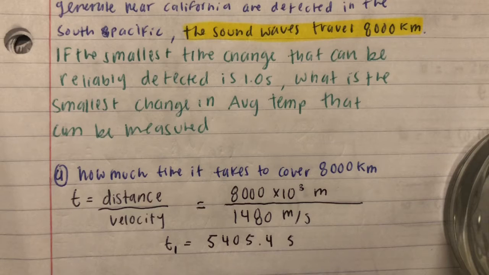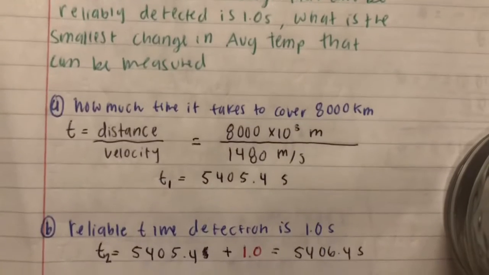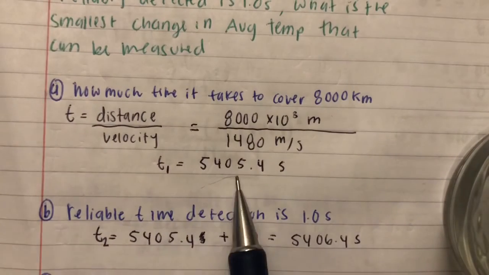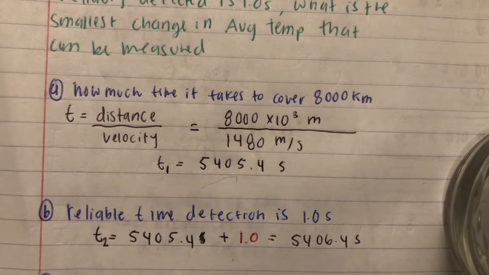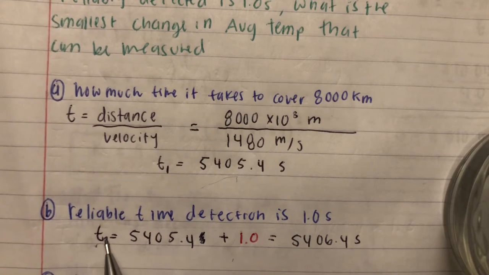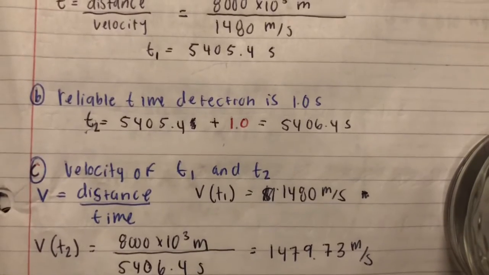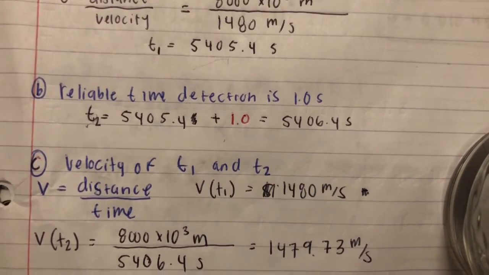So the question states that the smallest time change that can be reliably detected is 1 second. And for that reason, our second time is going to be this time plus 1, because that's the amount of time that can be reliably detected. So that is our second time.